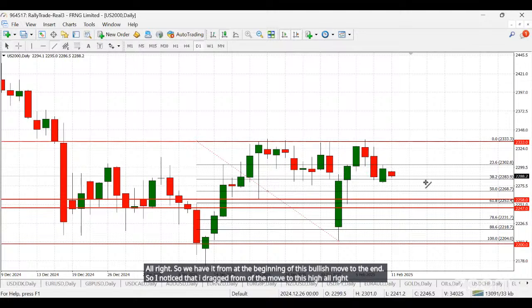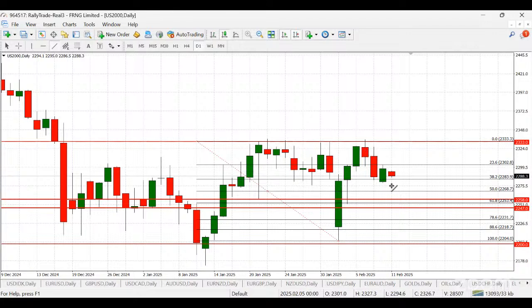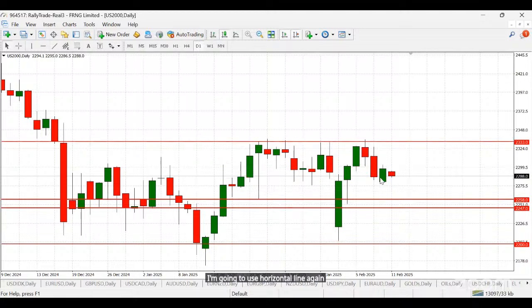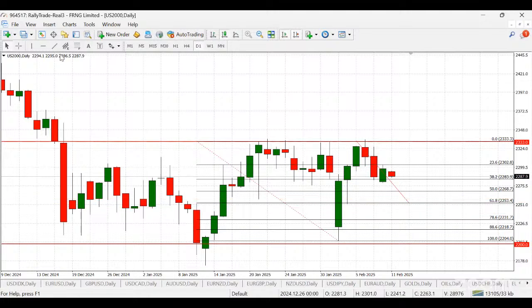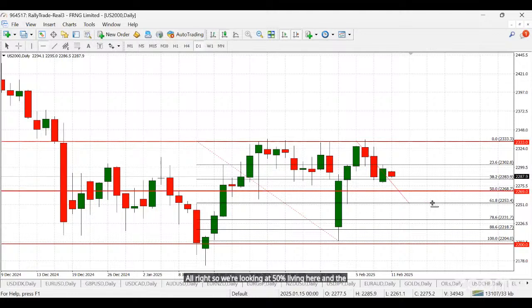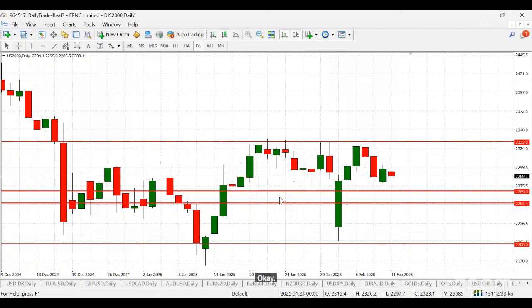All right. And then what we now need to do is wait for price again to come into either the 50% level or the 61.8% level. So I'm going to use a horizontal line again to highlight those levels. So we're looking at the 50% level here and the 61.8. Of course, there are no guarantees, but this is the expectation we have.